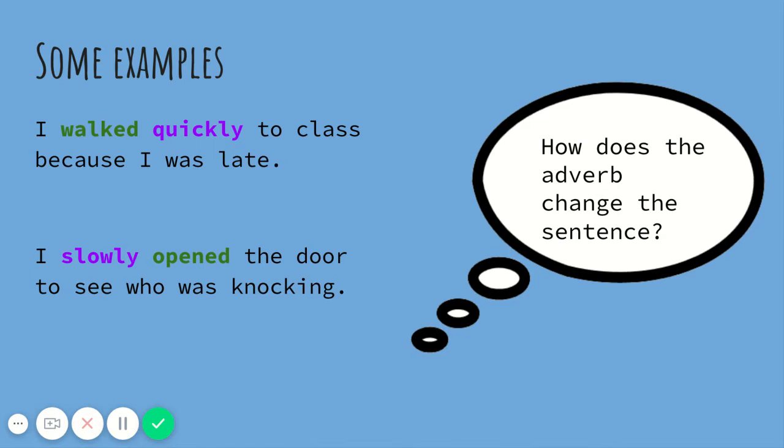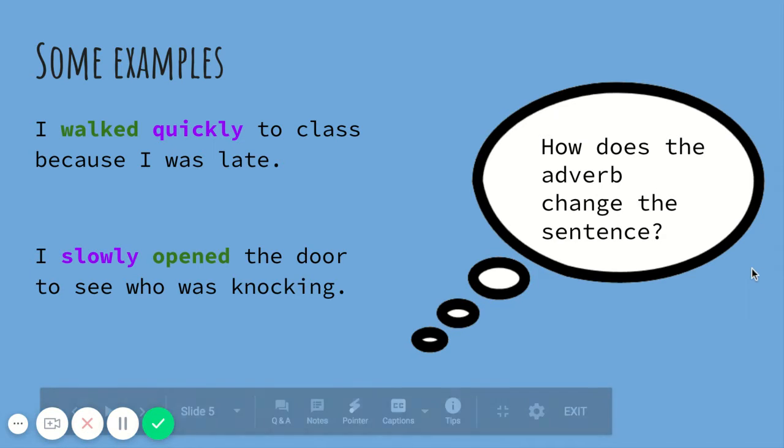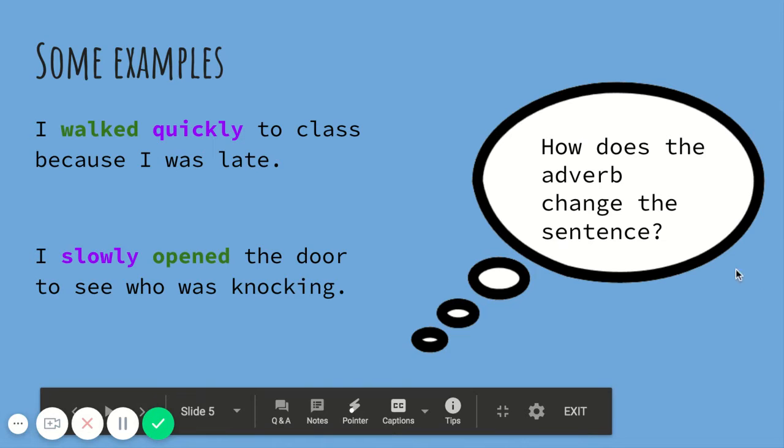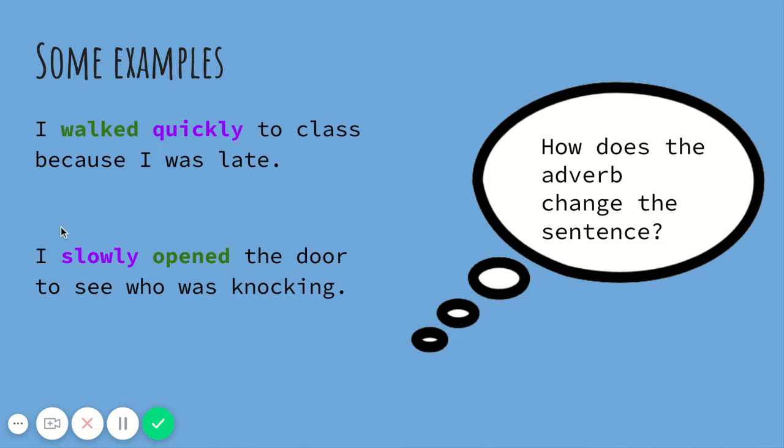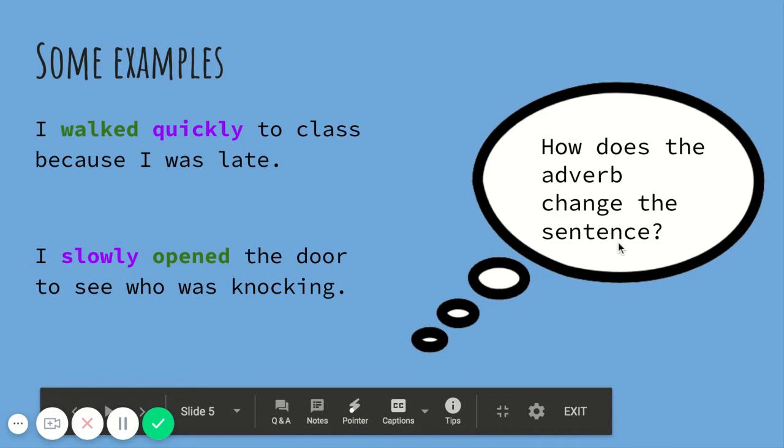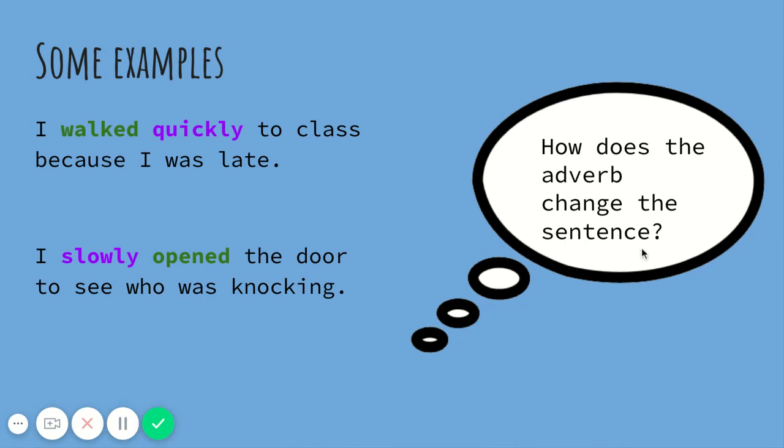And in the second example, it says, I slowly opened the door to see who was knocking. What is the action in this case? I'm opening the door, right? I opened the door. And how did I open the door? I opened the door slowly. Take 1 minute and think to yourself, how does the adverb change the sentence?